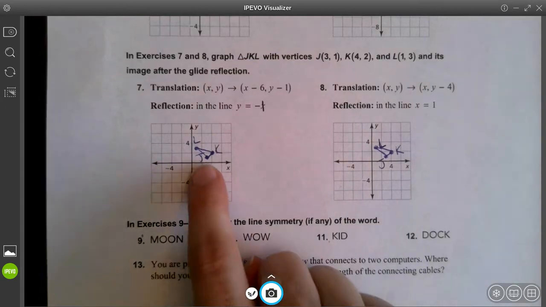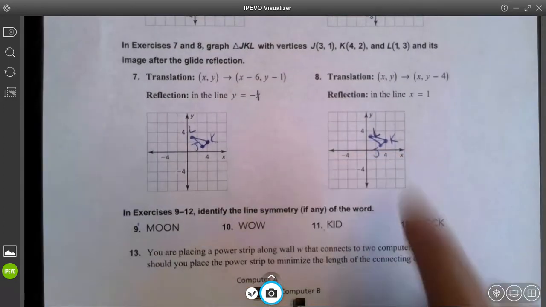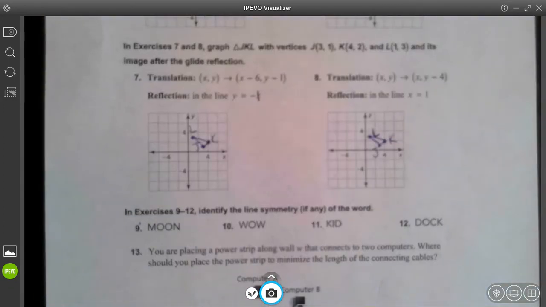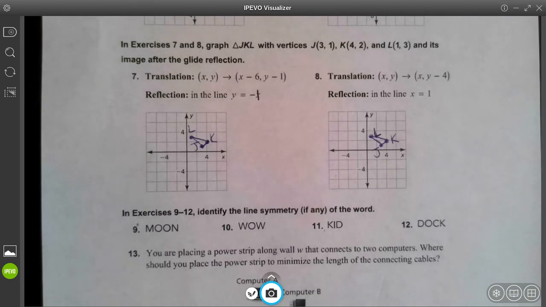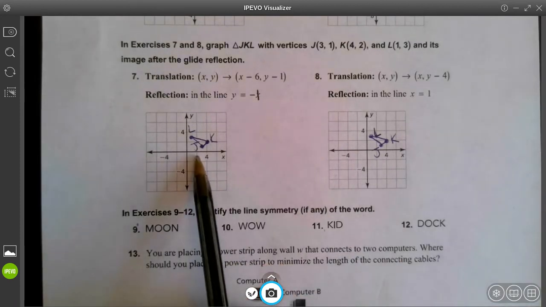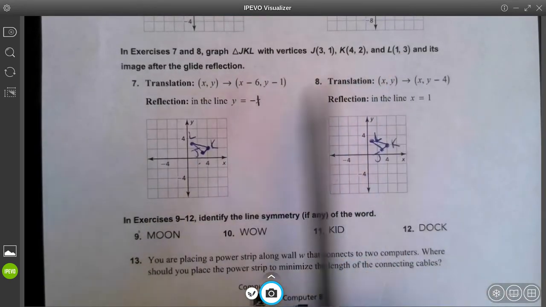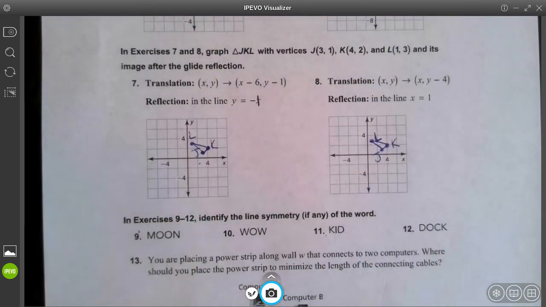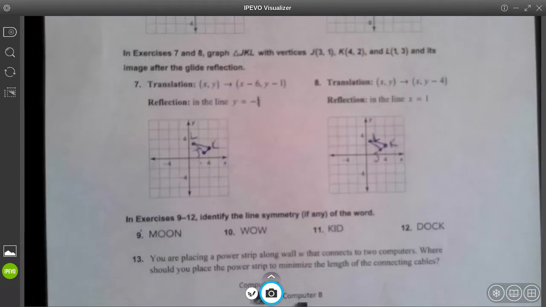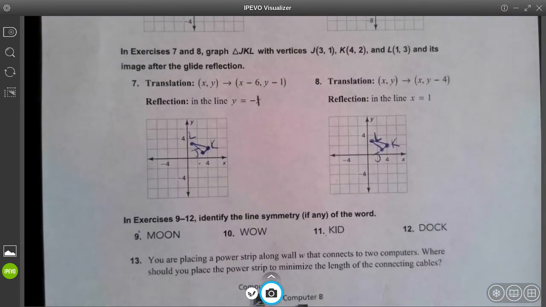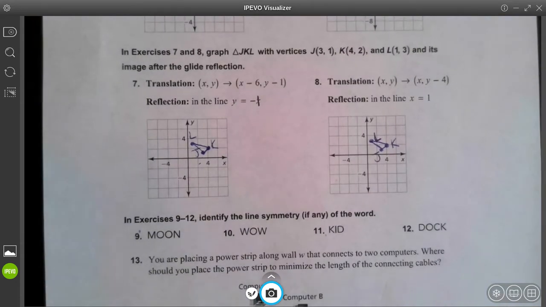I went ahead and did that on my two graphs, so you are going to want to pause the video and do that as well. Keep in mind that these graphs count by twos, so just be careful when you're graphing these points. The graph does count by twos. We're going to graph the image after the glide reflection.